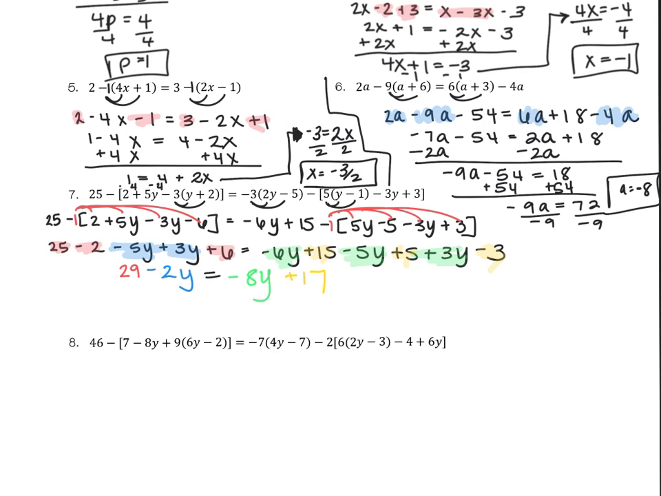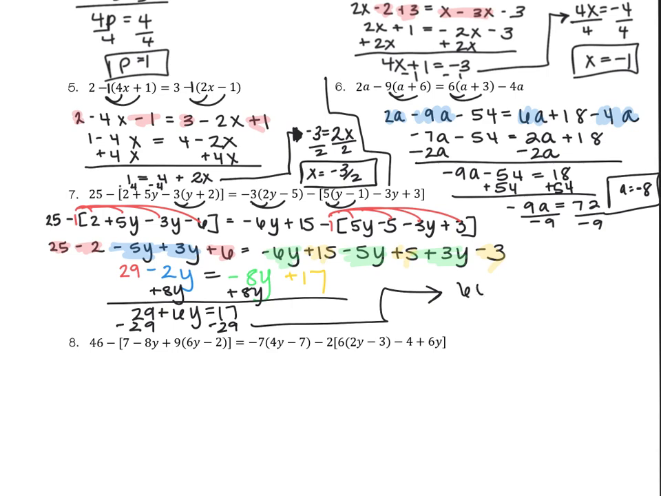To finish this off, we could add 8y to both sides. So I have 29 plus 6y equals 17. Subtract 29 from both sides. And I get 6y equals -12. Divide both sides by 6. Y equals -2.